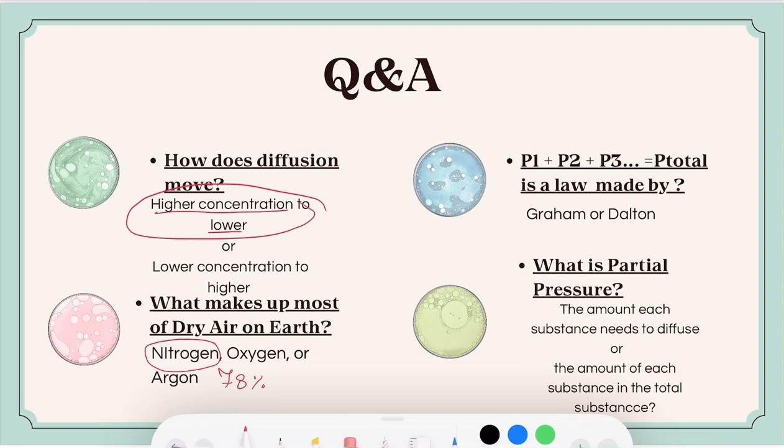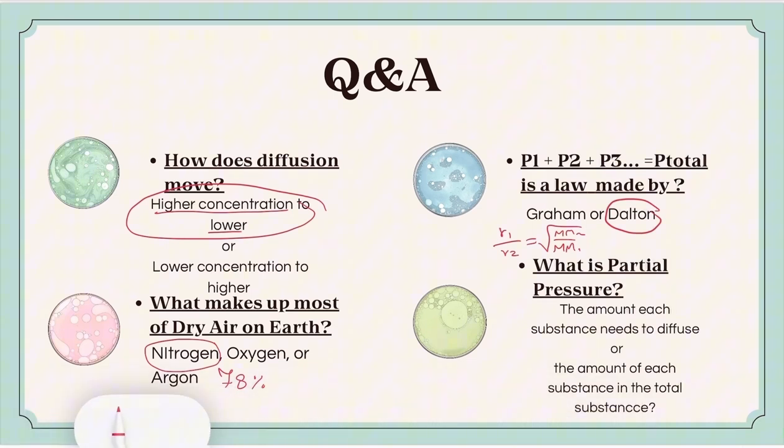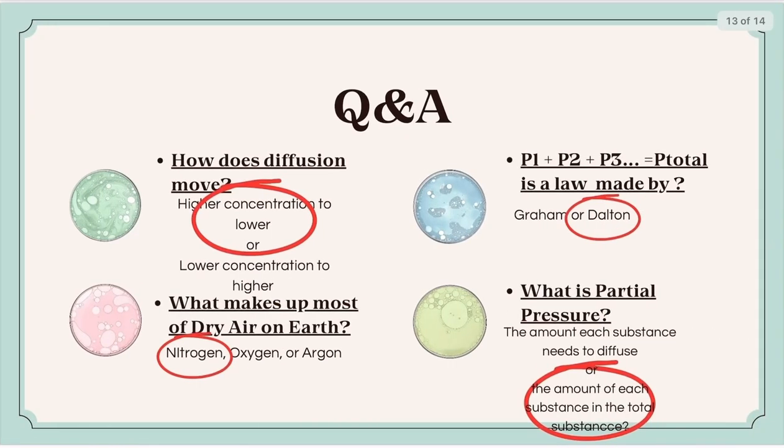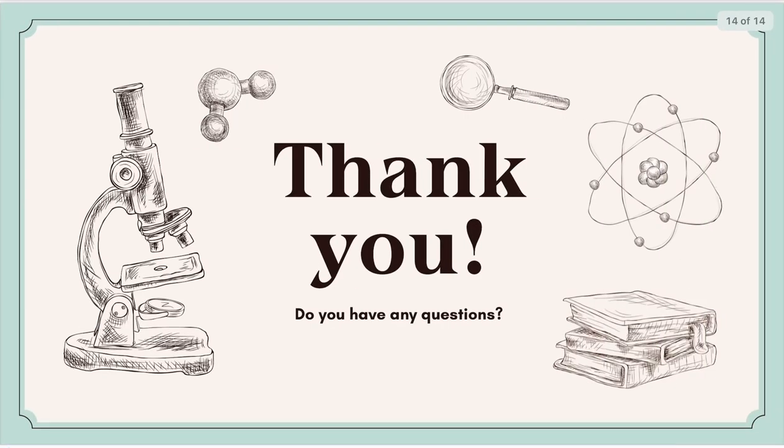And this law, P1 plus P2 plus P3 is equal to P total. It's made by who? It is made by Dalton, because Graham's law is the rate of 1 over rate of 2 is equal to the square root of molar mass of 2 over molar mass of 1. What is the partial pressure? Partial pressure is the amount of each substance in the total substance. And that is it.